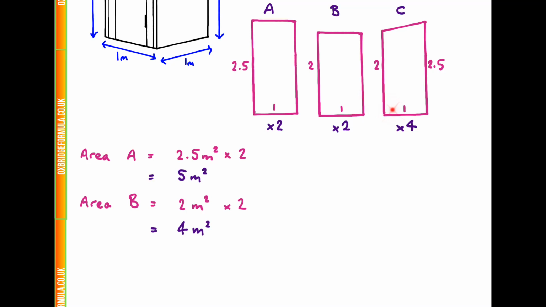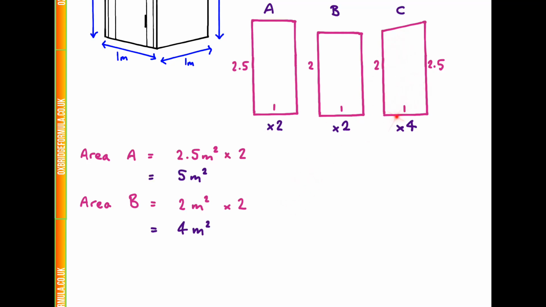Then finally for C, what's the area of this trapezium? So you might remember the formula for the area of a trapezium, you might not. The way that I'd look at this is that the area of this would be the same as an area of a rectangle where these 2 sides have the length of the average of these 2 numbers. So consider this a rectangle of length 2.25. That's halfway in between 2 and 2.5. So 2.25 times 1 gives an area of 2.25 square meters.